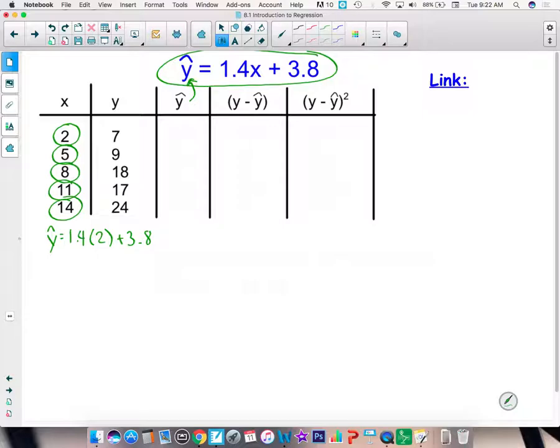So that means the first one is going to be 6.6. Okay, then if we do the second one, so 1.4 times 5 plus 3.8, that's 10.8. Okay, so go ahead and fill out the rest of that chart there. I'll put those back up there. 6.6 and 10.8 were the two that I just erased. Okay?